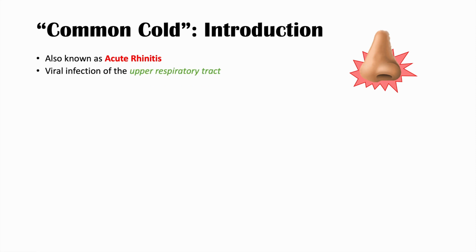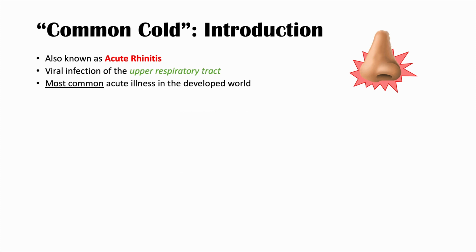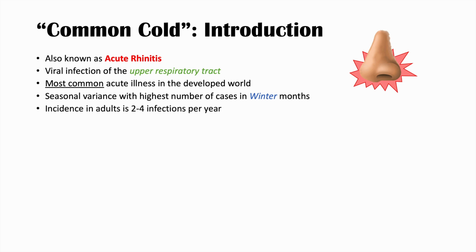But specifically, it is a viral infection of the upper respiratory tract. So upper respiratory tract is the respiratory tract above the larynx. It is the most common acute illness in the developed world, the most common. And as we're all aware, there's a seasonal variance with highest number of cases in the winter months. And it's very typical that an adult will get 2 to 4 common colds per year, whereas a child can get even more, 6 to 8 per year.